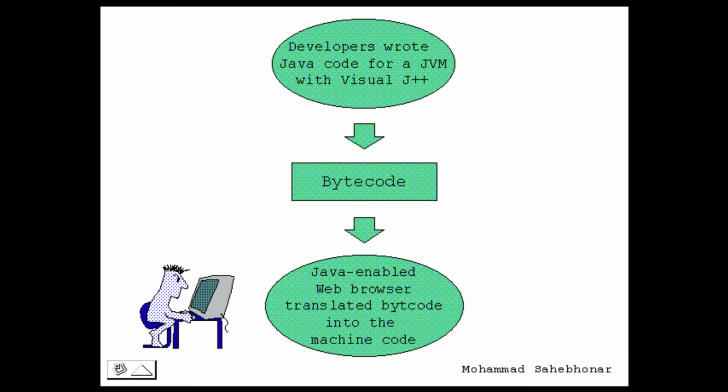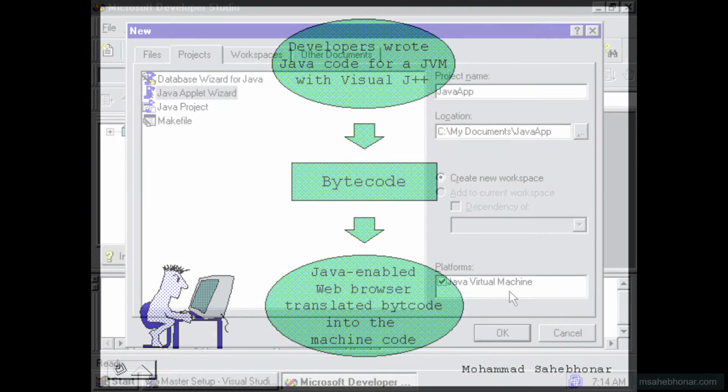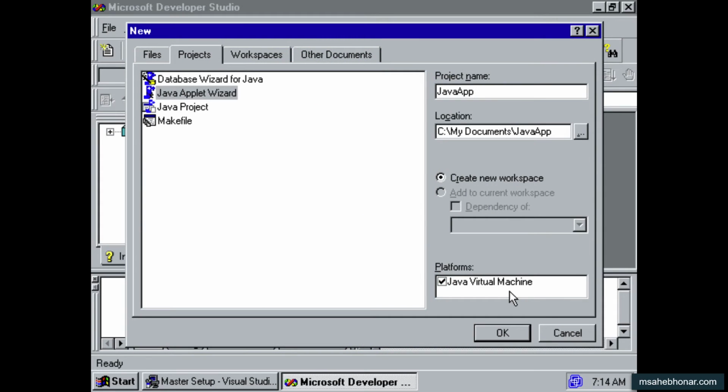Computers could not read bytecode, but Java-enabled web browsers, such as Microsoft's Internet Explorer version 3 at that time, translated the compiled bytecode into machine-specific instructions that a particular computer could understand. Bytecode made it possible to create multi-platform Java programs. It sounds familiar to .NET developers, doesn't it?